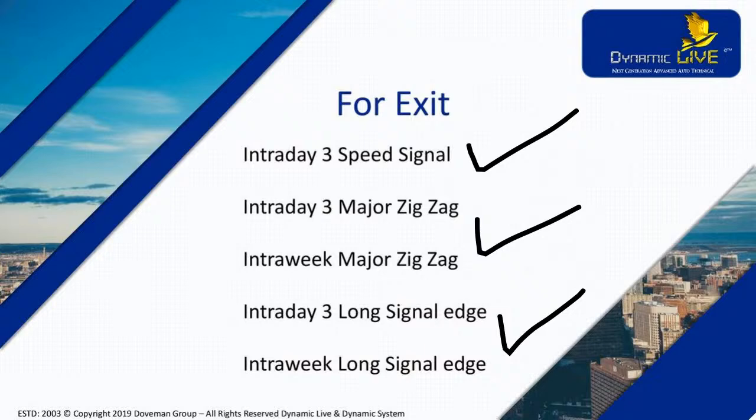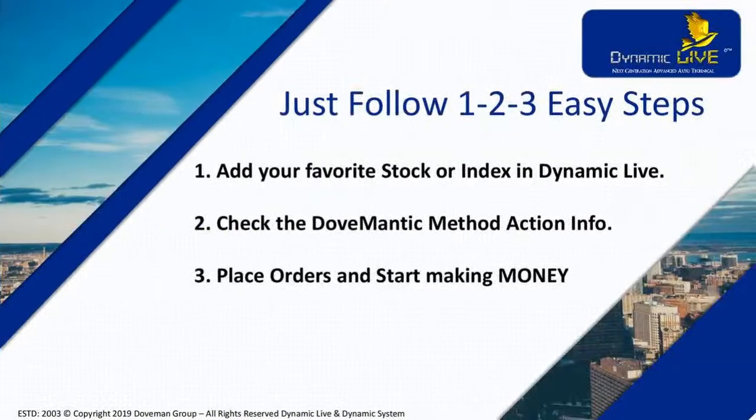But you may be wondering why there are so many signals. Why can't there be a simple buy or sell signal? It is because, as I told you in the beginning of the session, market conditions keep changing. And in these changing market conditions, for you to get the right entry and right exit, so many signals are required. But today you don't have to worry, because your job is not to follow all these multiple signals. Your job is to just follow these 1, 2, 3 easy steps.